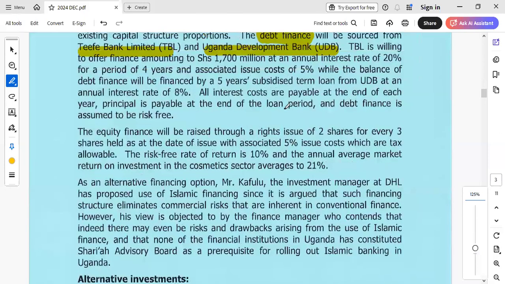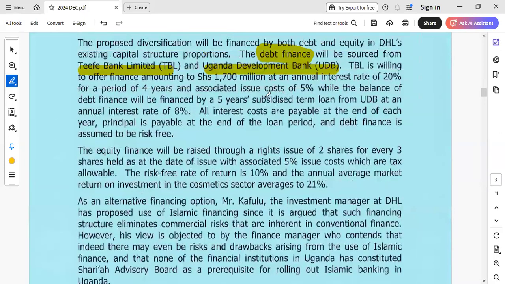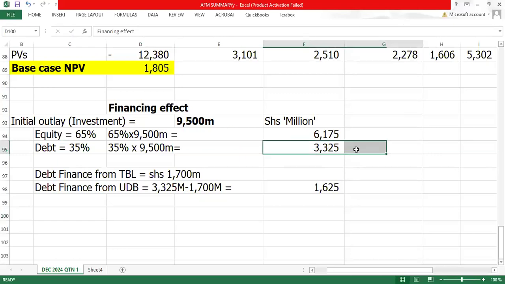Are we together? Yes. Then there is where they told us that the balance of debt finance, remember you have the total debt finance, so that balance will be sourced from UDB. So the examiner will give you a hint. Sometimes you may find that you have only one source. This debt finance is from one source. But where you have two sources, of course, you separate. Is it okay?